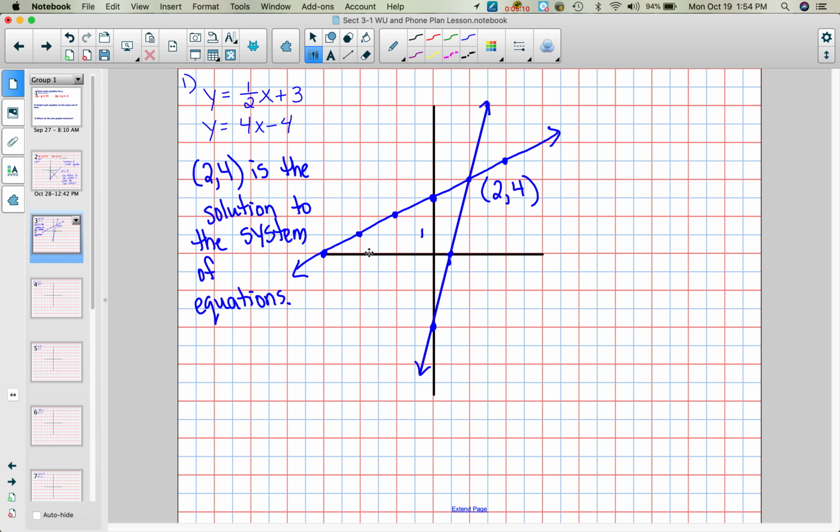So when our two intersecting lines have one unique solution, we call this system consistent and independent. It's consistent because it has a solution. Some systems of equations, the lines won't cross, and we would call that inconsistent. So this is consistent because the lines do cross, and it's independent because there's a unique solution. So consistent and independent are the words that we would use to describe this system of linear equations.